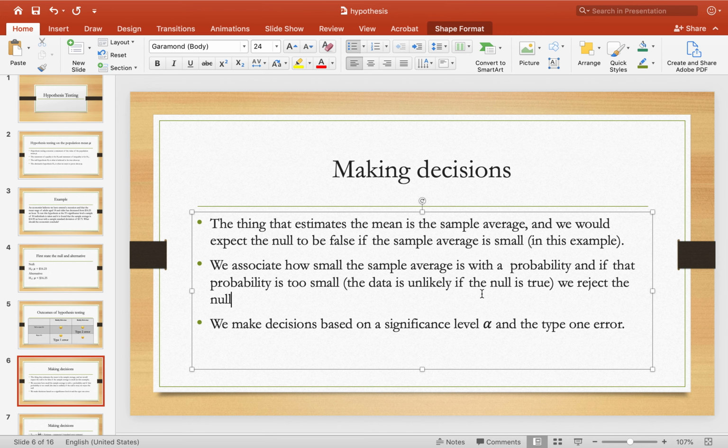So we associate how small a sample average is with the probability that the average is too small. That is, the data is unlikely to be true under the null hypothesis. And how small is determined by our significance level alpha. That's very important. Different levels of alpha will lead to different decisions potentially.